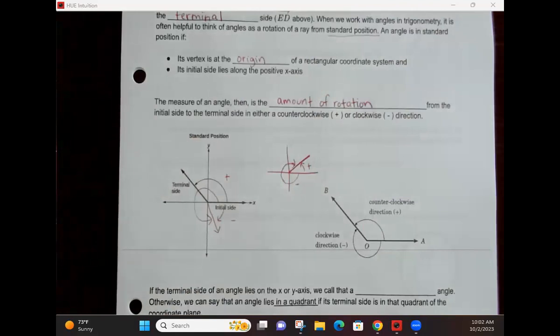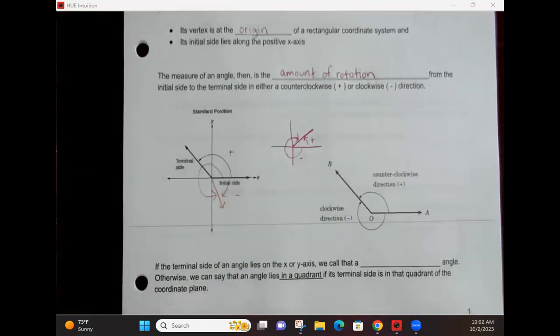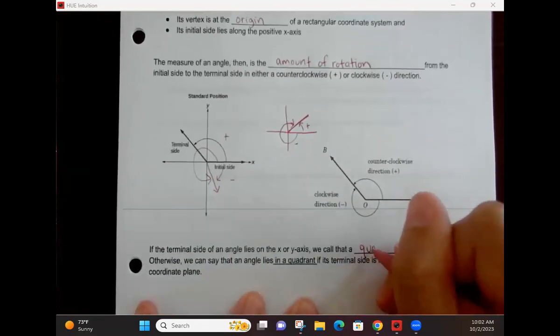If the terminal side lies on an axis, you might see that called a quadrant angle.